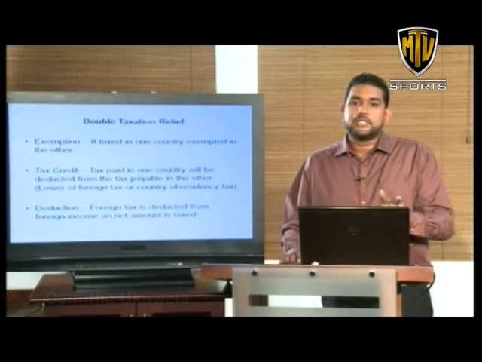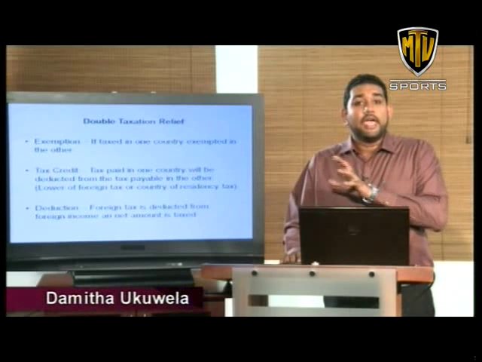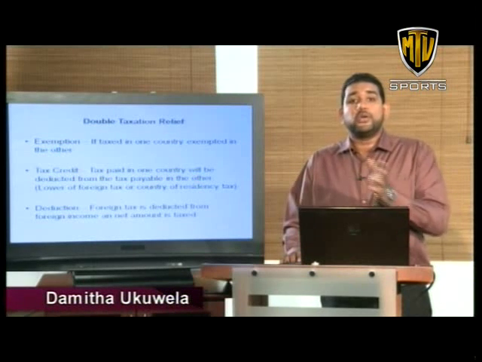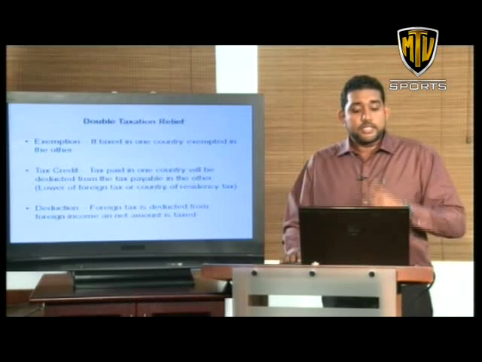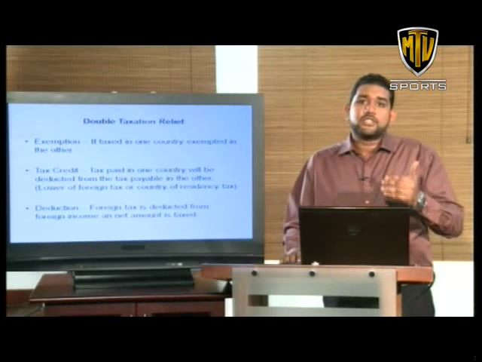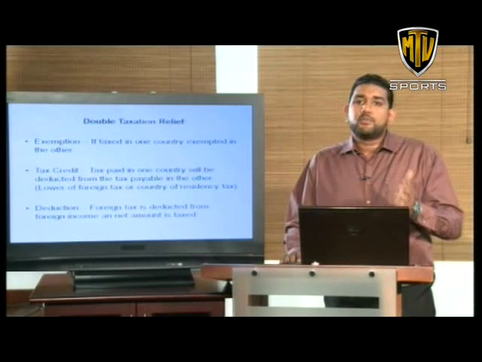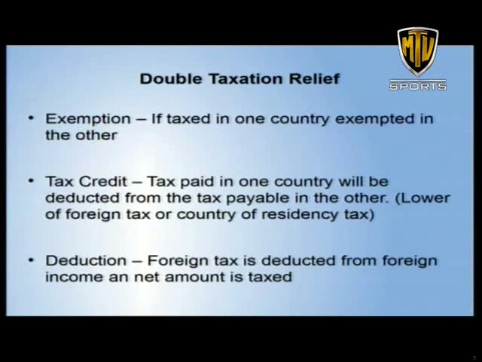If a particular income is taxed in one country, it will be exempted, or in other words, it is not going to get taxed in the other. The second approach, we call it the tax credit method, is the most practical one and the one that is used more often in countries.